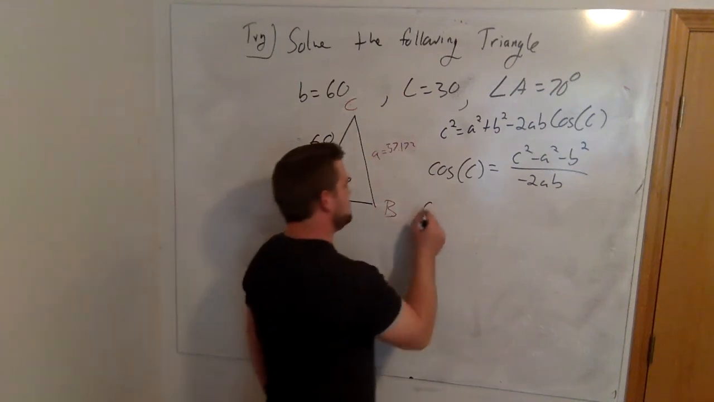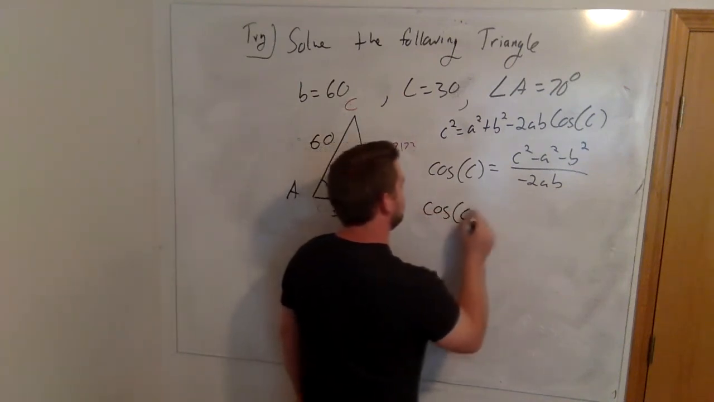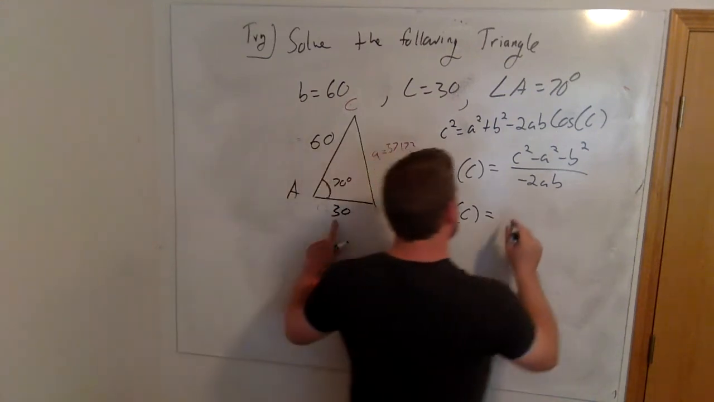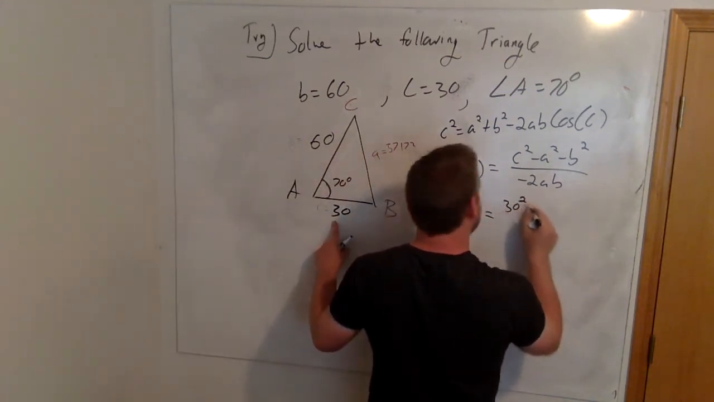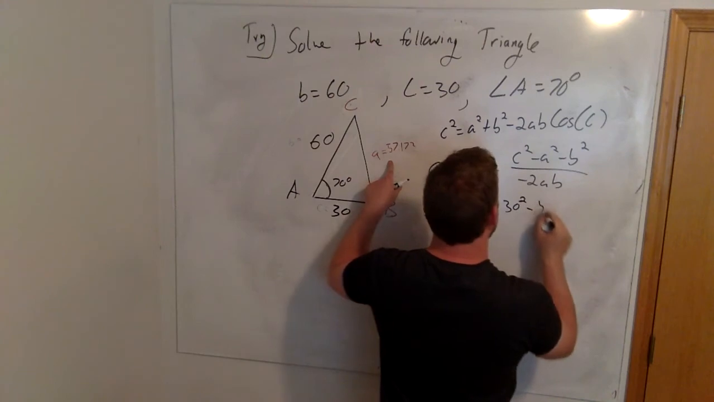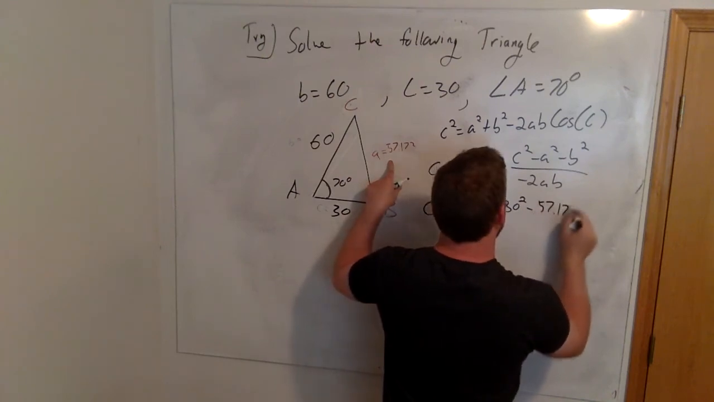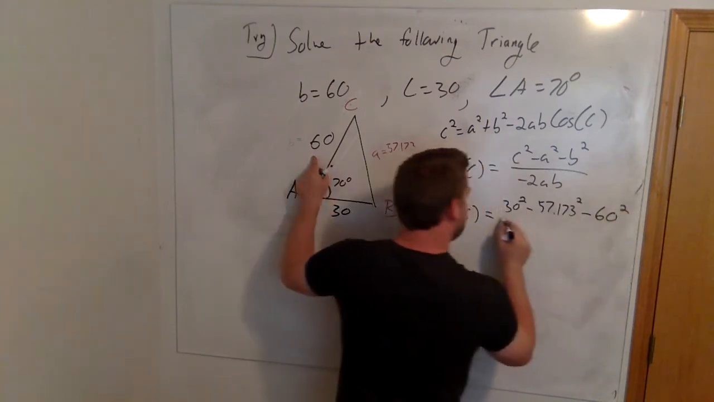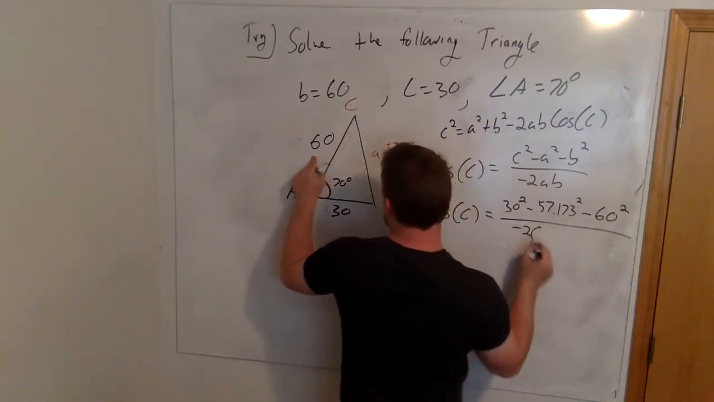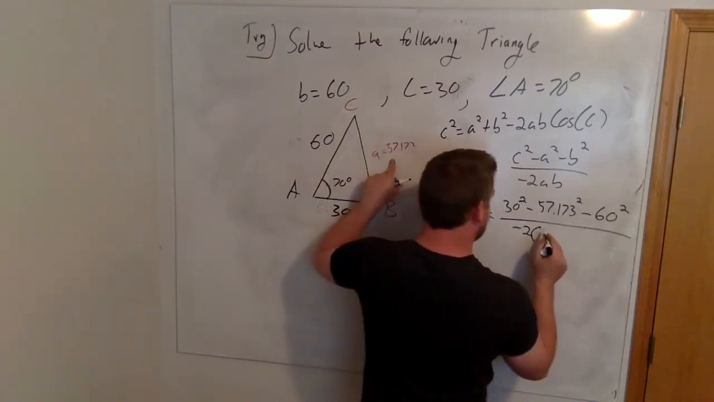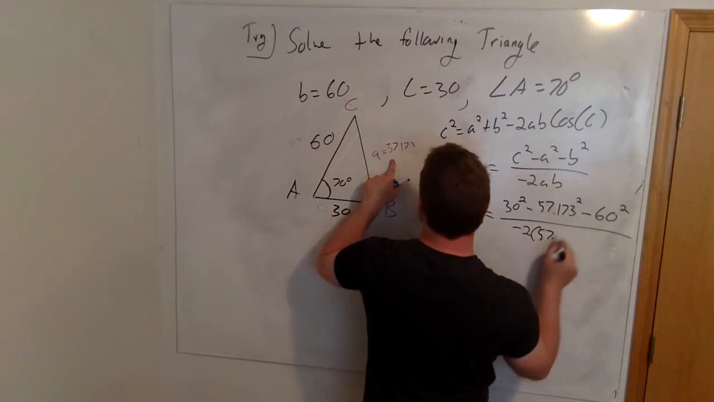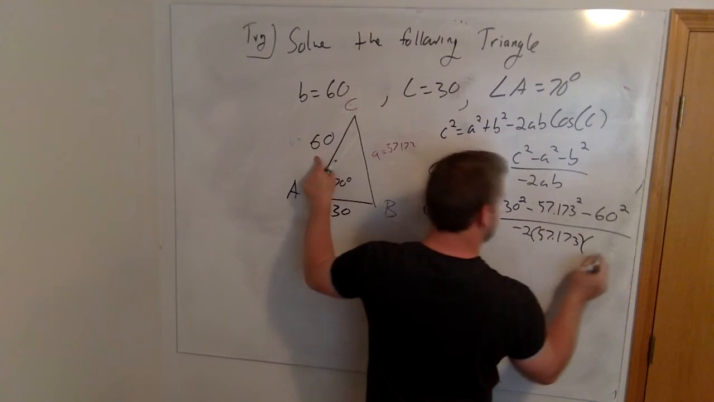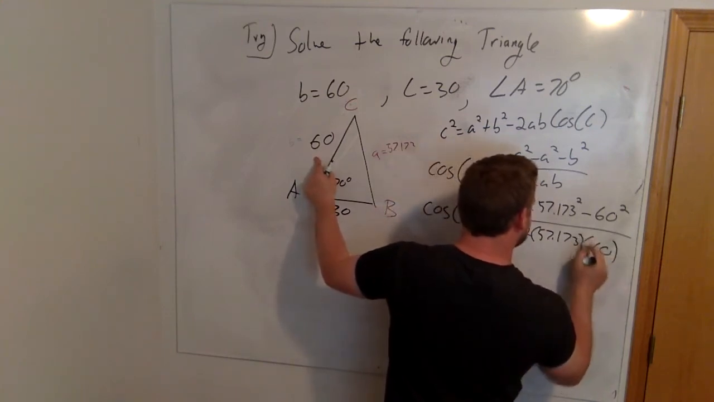Okay, so we'll have that cosine of C. Cosine of C, what is our C? We'll have 30 squared minus 57.173 squared minus 60 squared, all over negative 2. Our A is 57.173 and our B is 60. Okay.